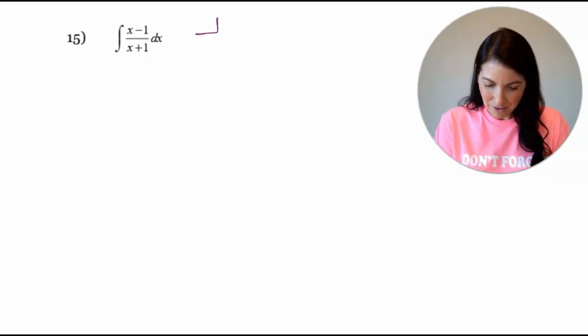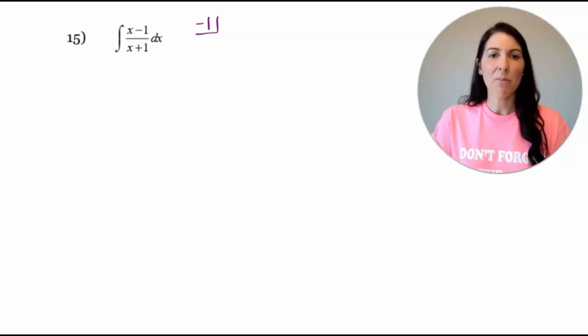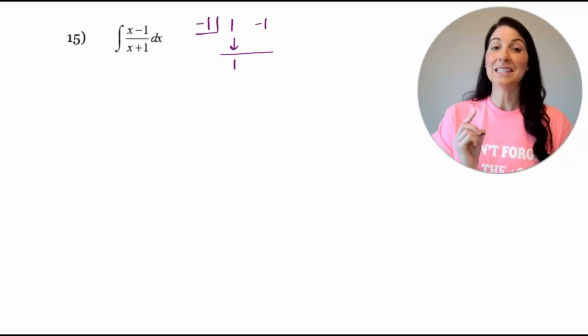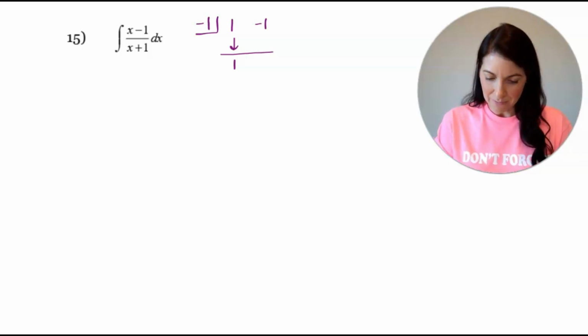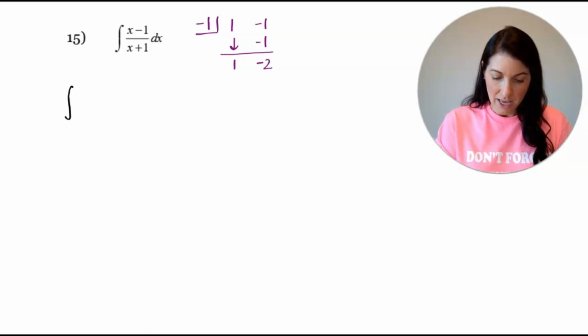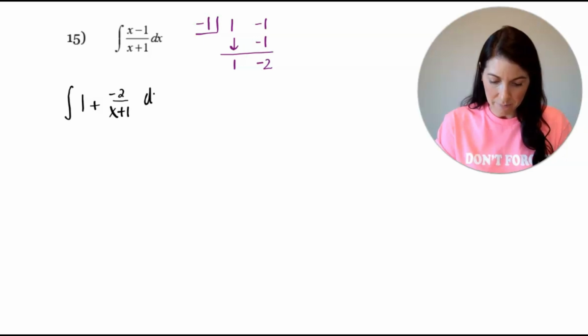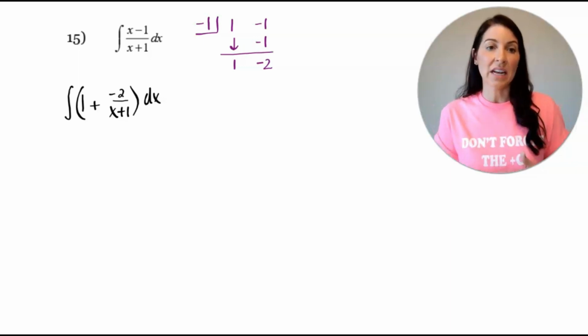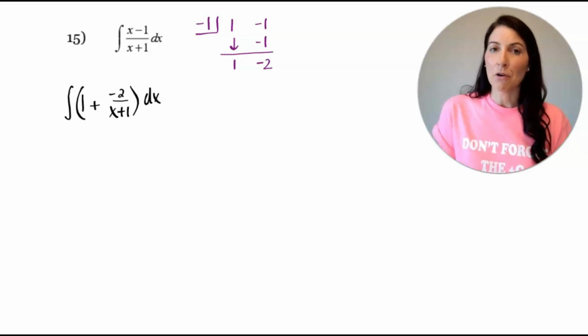As I set up my synthetic division, since I'm dividing by x plus 1, I would put negative 1 there, and the coefficients of my numerator are 1 and negative 1. In synthetic division, we would bring down the 1, multiply 1 times negative 1 and get negative 1, and then add those together and we get negative 2. This allows us to rewrite this integral as 1, and then we have a remainder of negative 2 over x plus 1 dx. And that's the whole point of using division, either long division or synthetic division, so that you can rewrite this integral and then be able to use integration strategies.